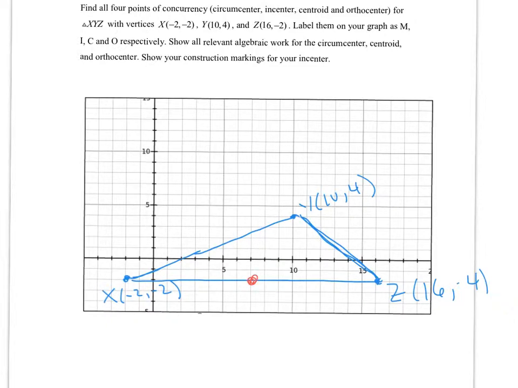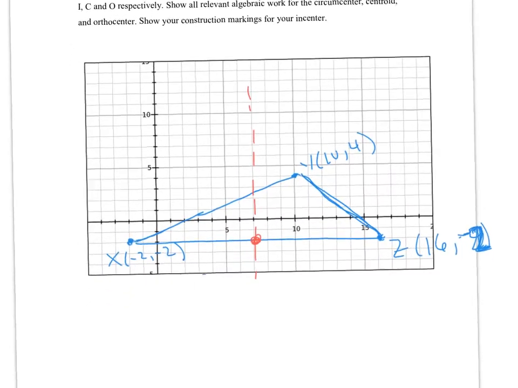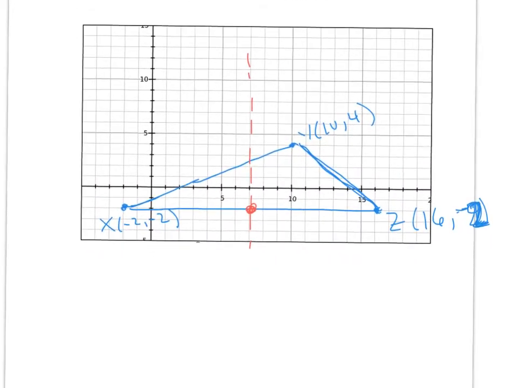I just realized I wrote -4 over here when I meant -2. Sorry. Okay. And perpendicular, in this case, is just going to be a vertical line, because we're perpendicular to a horizontal line. Okay, the equation of that vertical line is x equals 7.